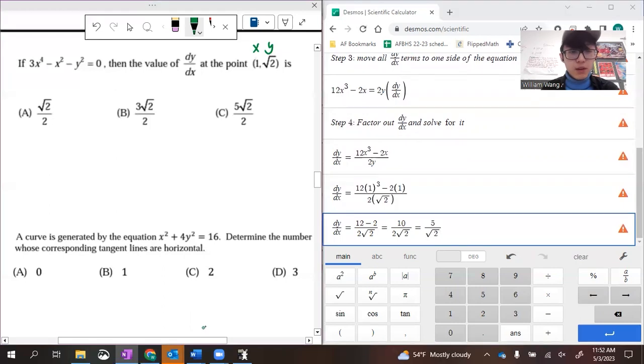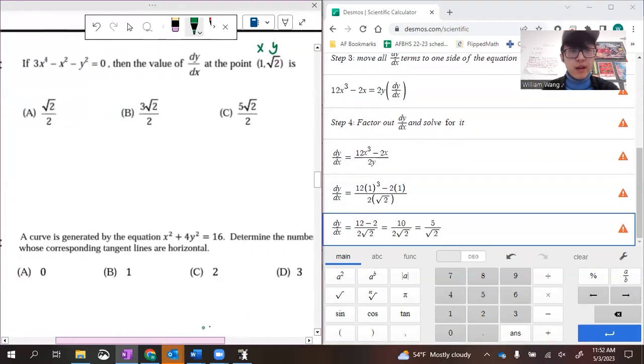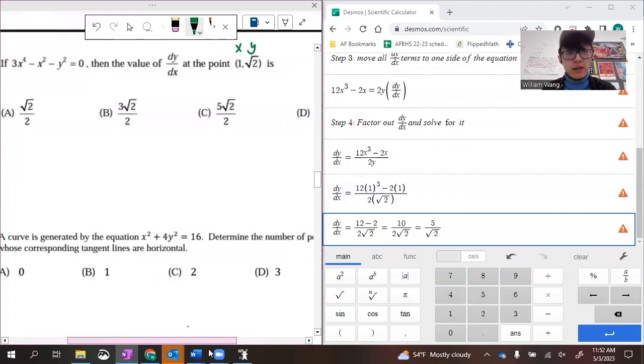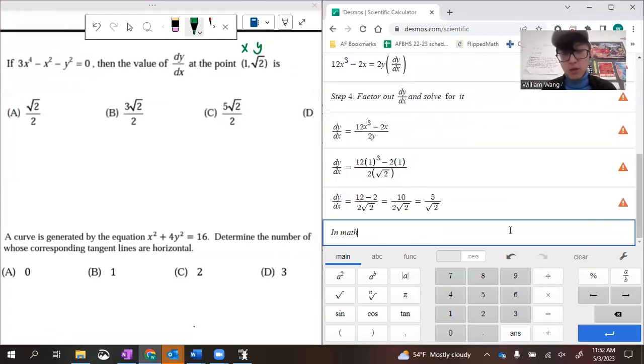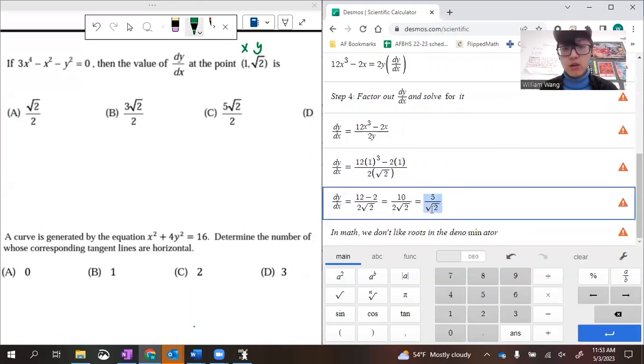All right, you might be like, okay, it's pretty simplified. How do I get this to one of the final answers? Because it doesn't match. Well, one thing to note in math, we don't like radicals, or I'll say square roots, in the denominator. And you'll notice I have a square root in the denominator right now.